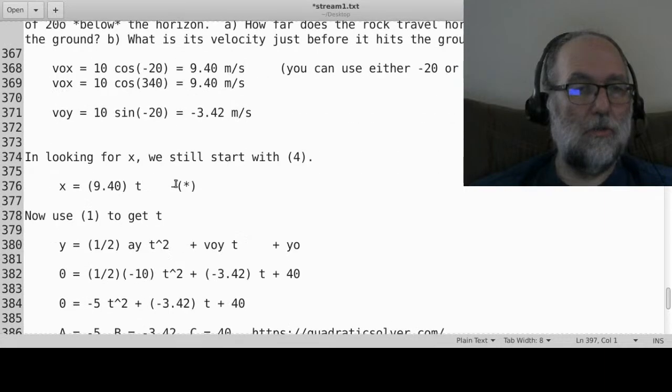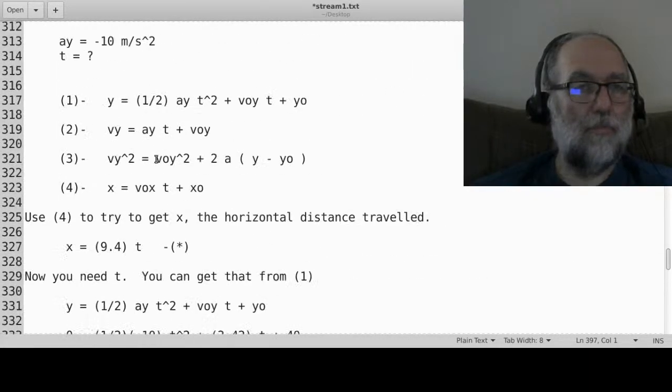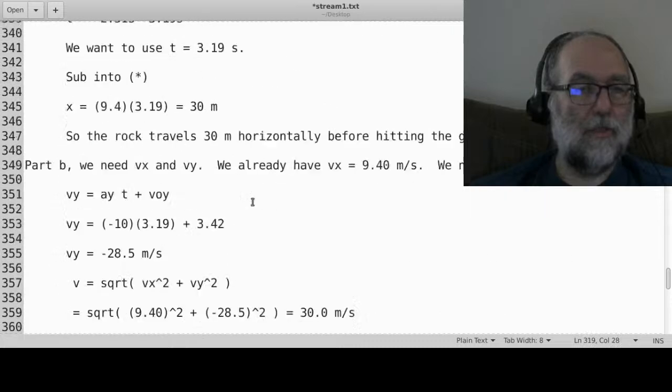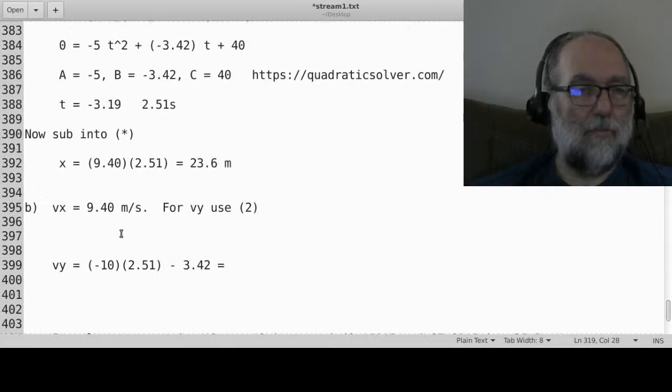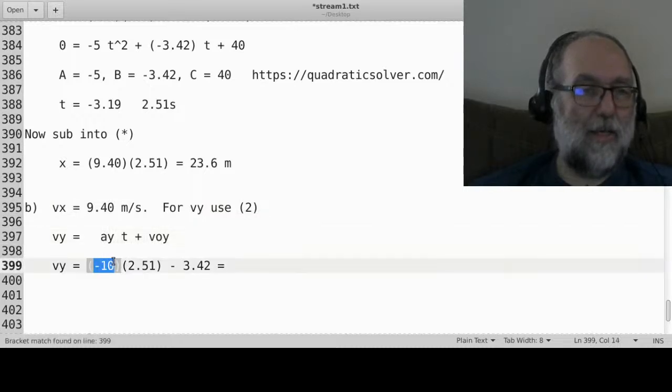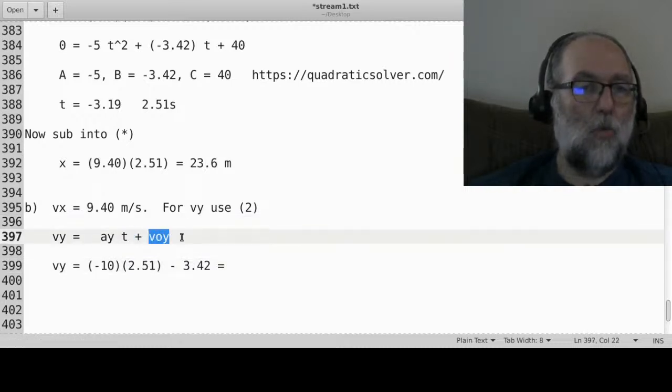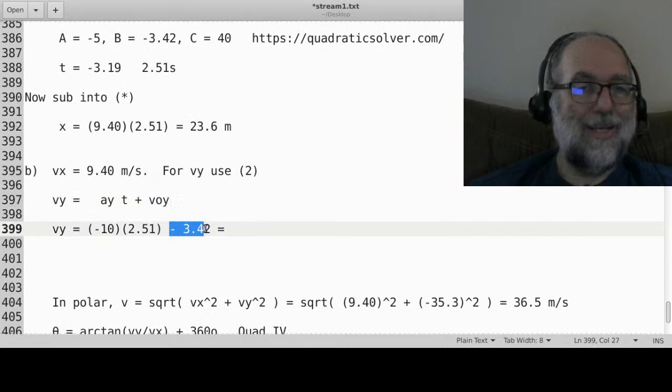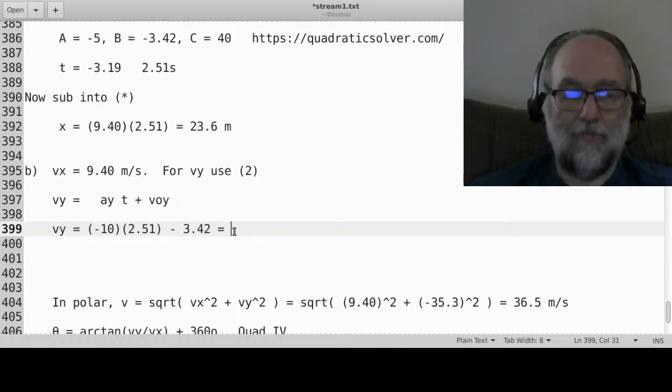just to remind you what equation number 2 looks like. Or is it all the way up here? There it is. Make sure I don't make a mistake here. Okay, so here's equation number 2. Vy is what we're trying to find. Okay, A is, of course, negative 10. The time is 2.51 seconds. And the y component is negative 3.42. Previously it was positive, but now it's negative.